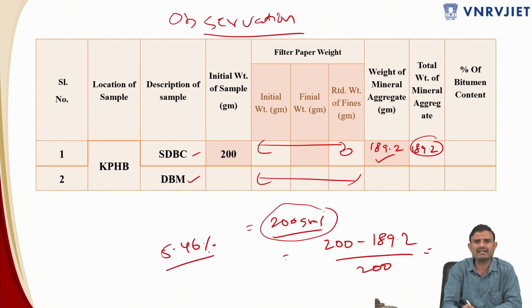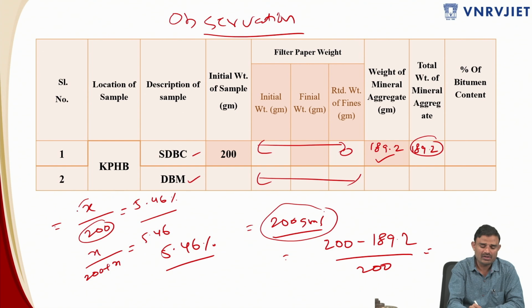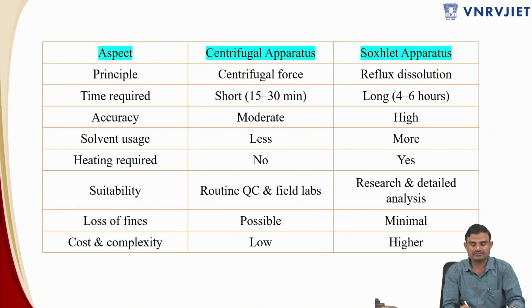I told you again the bitumen content is determined in two different ways. One is by weight of the mineral aggregate, that is x grams divided by 200 grams is equal to 5.46. This is bitumen content by weight of the mineral aggregate. But if you want that to be by weight of the total mixture, then x divided by 200 plus x is equal to 5.46. That is the way you will get the weight of the amount of bitumen you need to add.